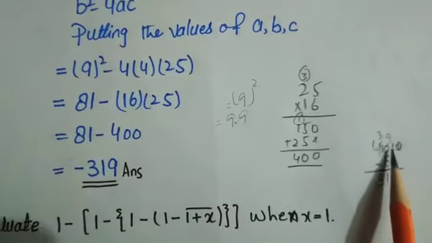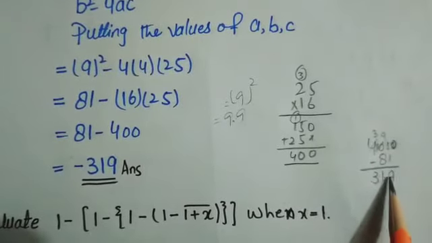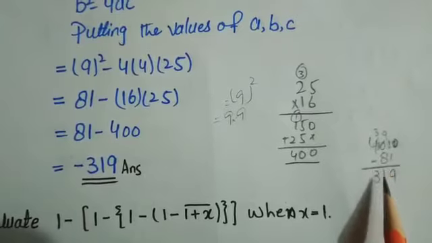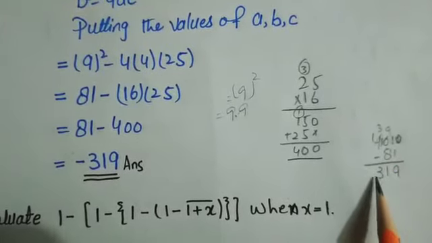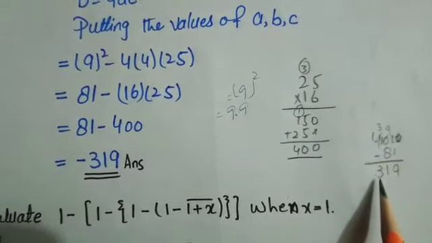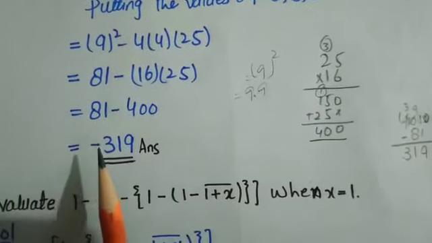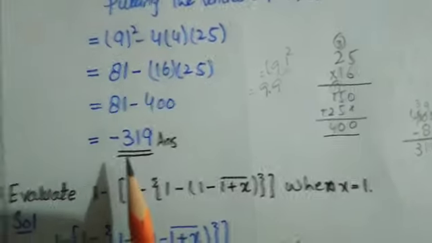Taking a borrow of 1, it will become 3. 10 subtract 1 is 9. 9 subtract 8 is 1. There is 3, so 3 as it is. That means we simplify this value. The answer is 319. Negative 319 is our answer.